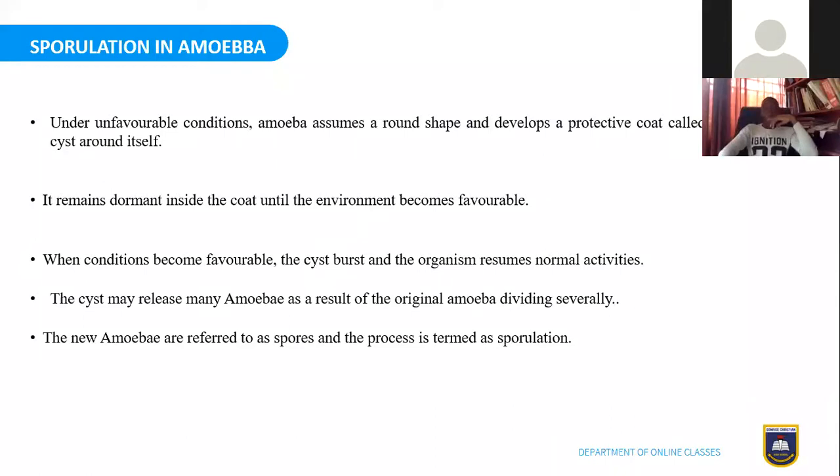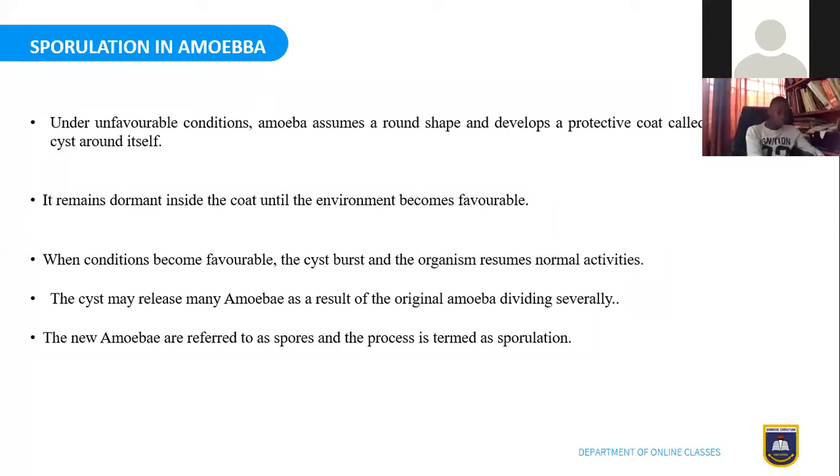Through sporulation, when conditions are not favorable, the amoeba will assume a round shape and form a covering around itself. That is why I intentionally used the raincoat example. For instance, it is raining and the condition is not favorable, yet you need to go to the next shop to buy biscuits. You need a biscuit so badly. It is raining, so what do you do? You develop a method to pass through the rain and come back without getting wet. Do you understand what I am saying? So when the amoeba realizes that conditions are not favorable, it forms a coat. We call it a protective coat.